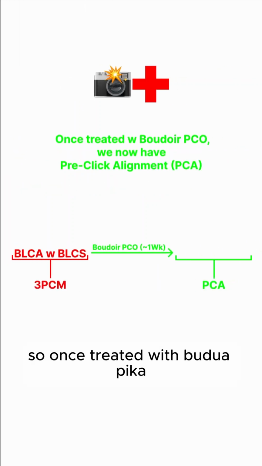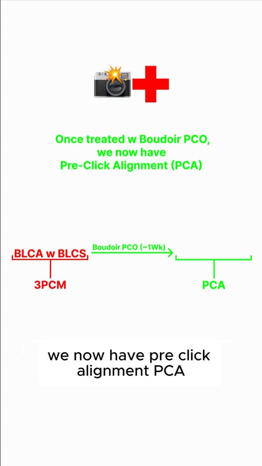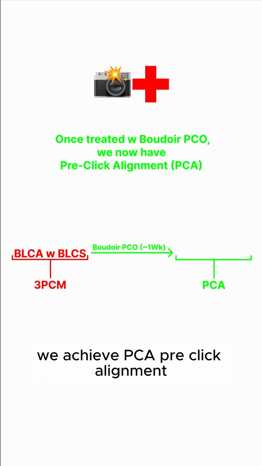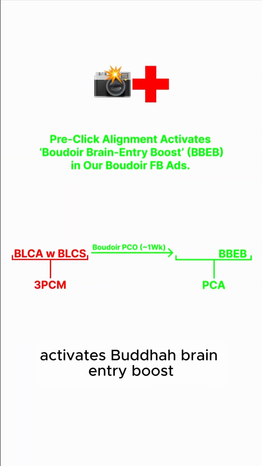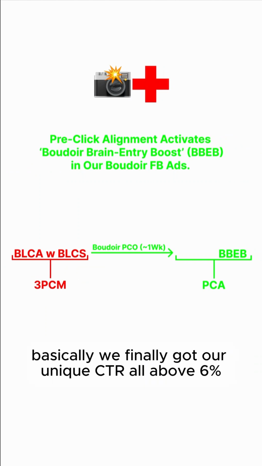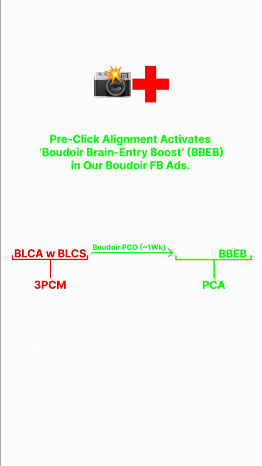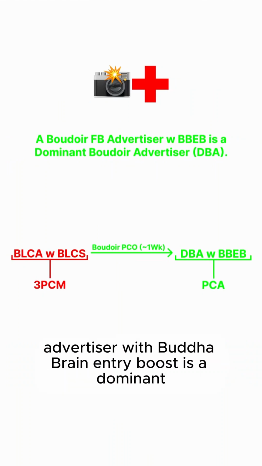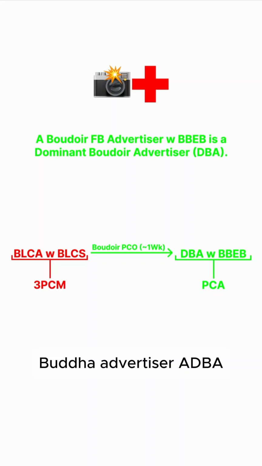Once treated with Boudoir Pico, we now have pre-click alignment, PCA. So we get rid of the 3 pre-click mistakes and achieve PCA, pre-click alignment. Pre-click alignment activates Boudoir brain entry boost in our Boudoir Facebook ads. Basically, we finally got our unique CTR above 6%. And a Boudoir Facebook advertiser with Boudoir brain entry boost is a dominant Boudoir advertiser, ADBA.